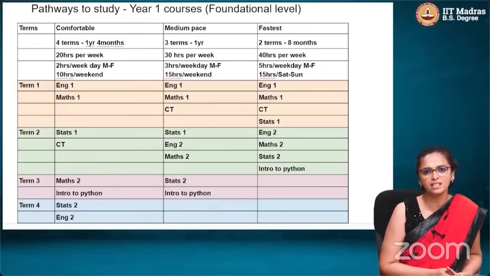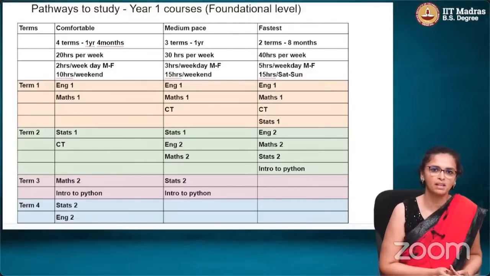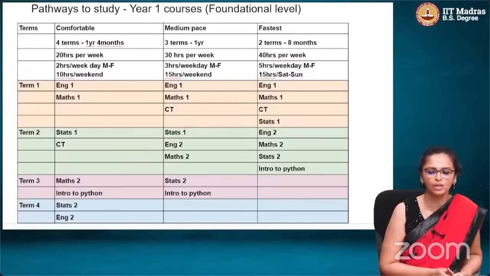So how would we say you can divide it is, you can do about 5 hours per weekday, Monday to Friday maybe, or 6 hours per weekday, Monday to Friday. So that comes to about 25 to 30 hours. And then on the Saturday, Sunday, you can probably give about another 15 to 20 hours of study time. So this is the way that you can schedule it. And the courses you will take is English 1, Maths 1, Statistics 1 and CT in the first term. And the next term will be English 2, Maths 2, Statistics 2 and Introduction to Python.